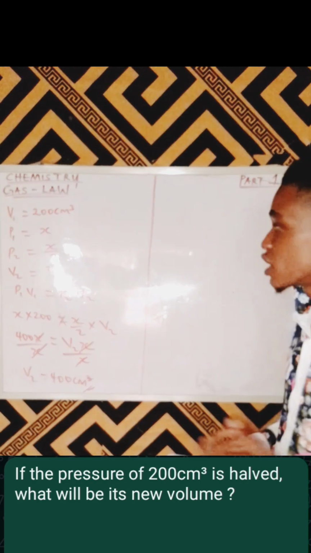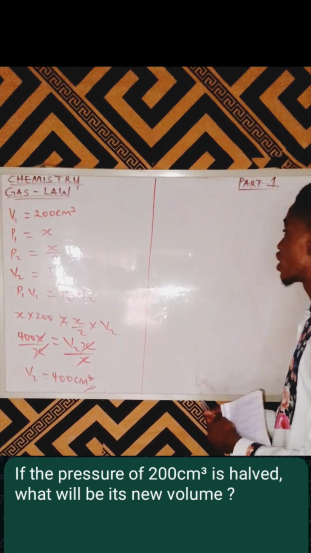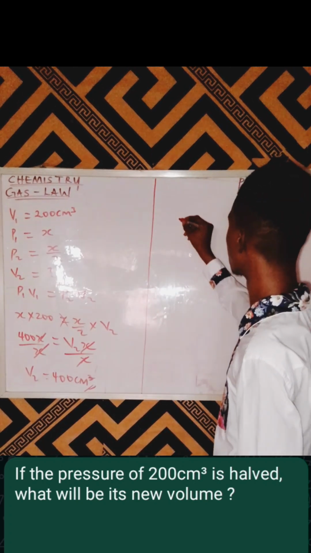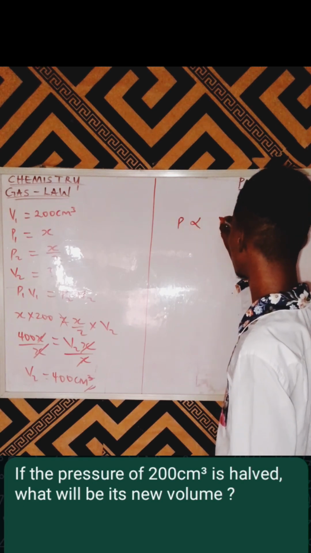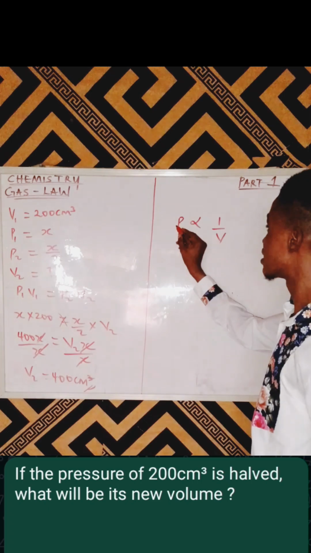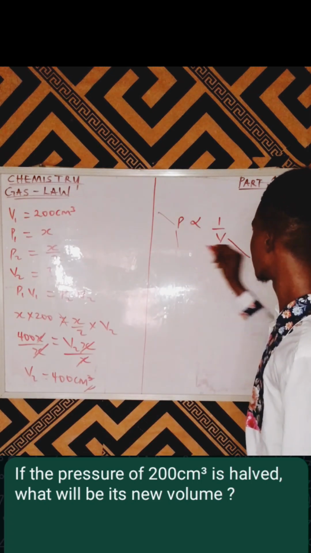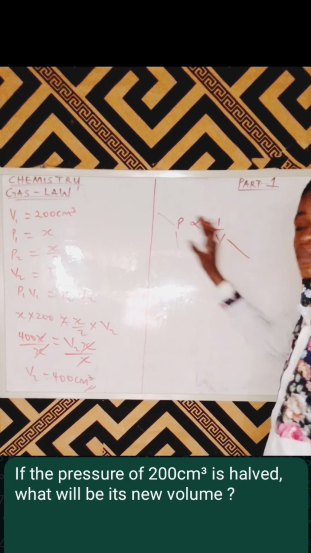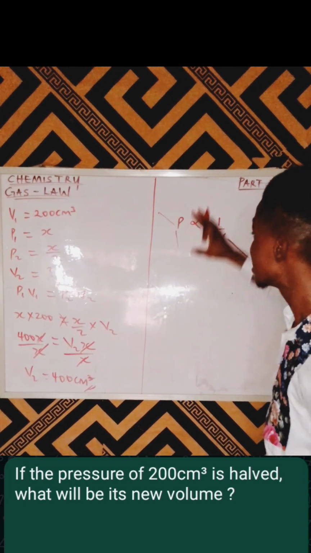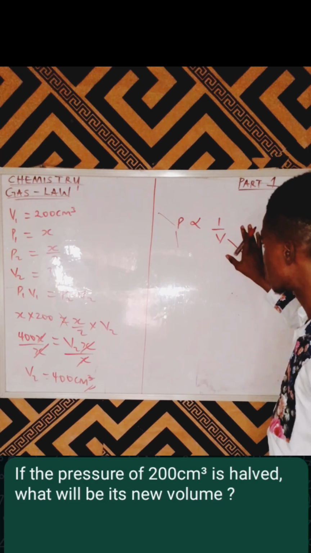The first thing you ask yourself, what is the relationship between pressure and volume? If you can remember, I told you that pressure is inversely proportional to volume. It means that if the pressure is increasing, the volume will be decreasing. If this one is decreasing, this one will be increasing. They are inversely proportional. You understand? Anything that happens to this one, the reverse will happen to this one.